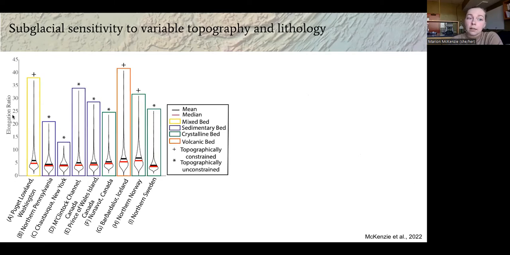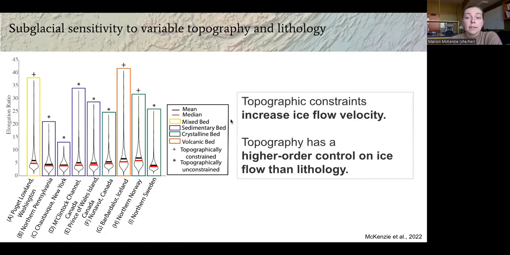When we look at the elongation ratios correlated with ice speed at each of these sites, we see that at our, again, topographically constrained sites, we have the highest elongation ratios, or the fastest moving ice. This is what we would expect to see based on the ice funneling I mentioned at the very beginning. And when we try to correlate bed lithology to elongation ratio, there isn't any correlation. This is an indication that topography has a higher order control on ice flow than lithology in ice stream environments.